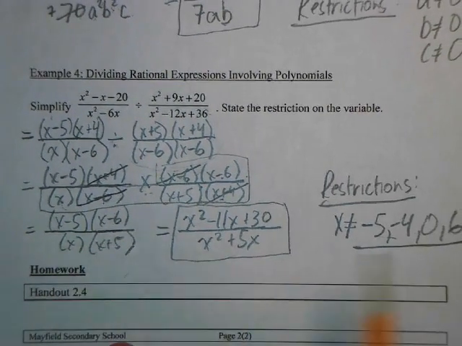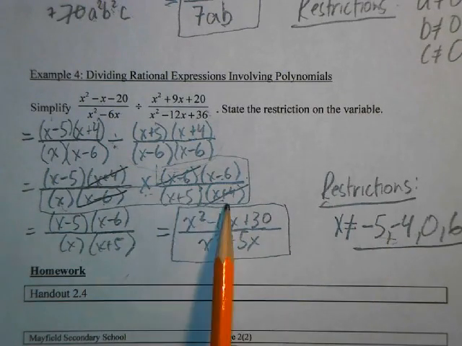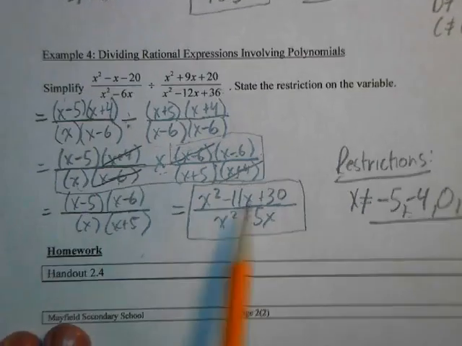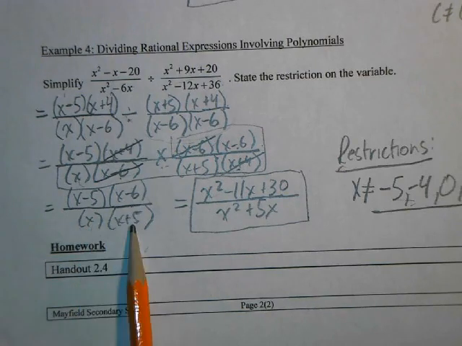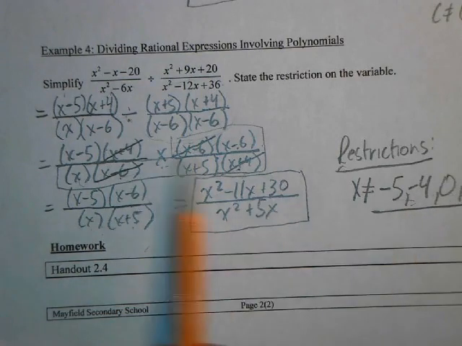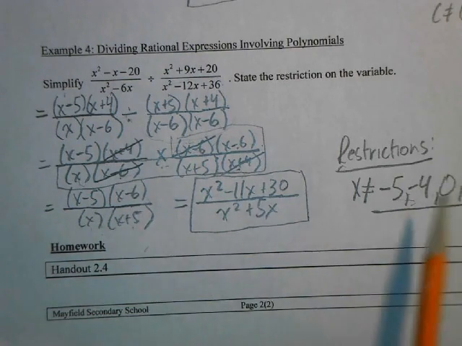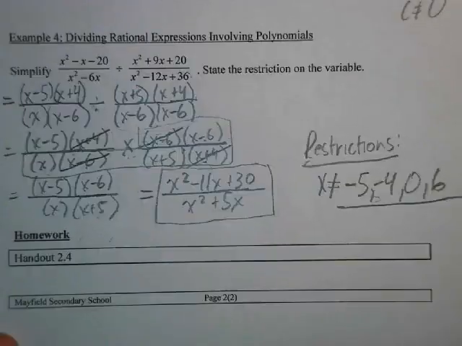So you can see why you make sure you do the restrictions before you cancel. It would be a big no-no if I just looked at this answer and said, oh, I guess the only problem x would have is if it was 0 or negative 5. When you compare it to what the real answer is, we've actually lost 2 of the restrictions that we canceled out. So that's why you have to consider them before you get to your final answer. Okay, so that's going to be it for today.